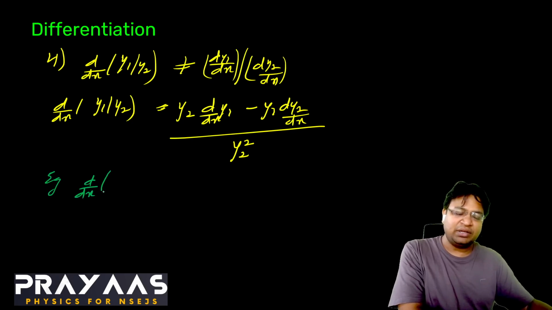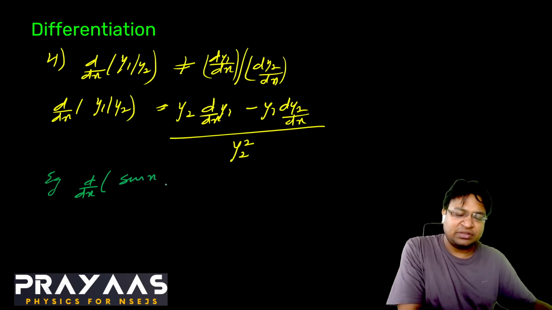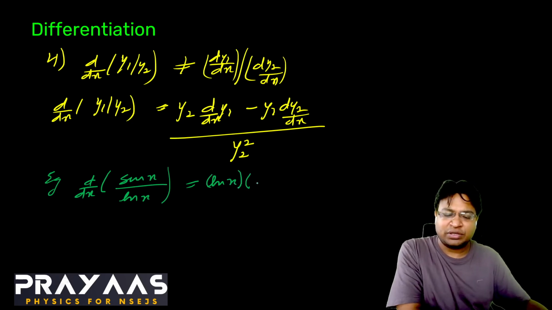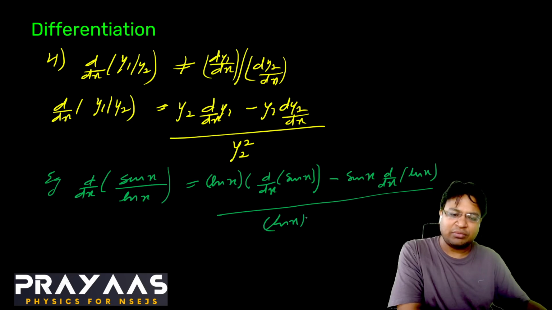So d by dx of, let's say, I write sine x divided by ln x. Okay, so this will become ln x, that is denominator, into differentiation of numerator. So that would be, let me write it first. So d by dx of sine x, okay, and then minus numerator into differentiation of ln x, divided by square of denominator.